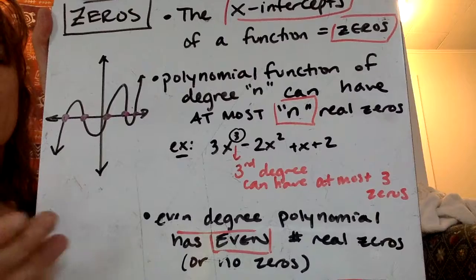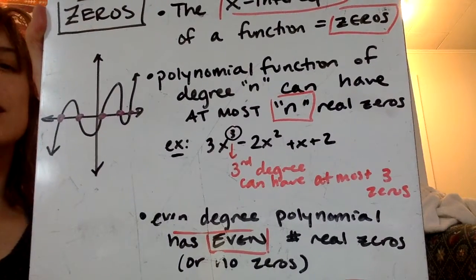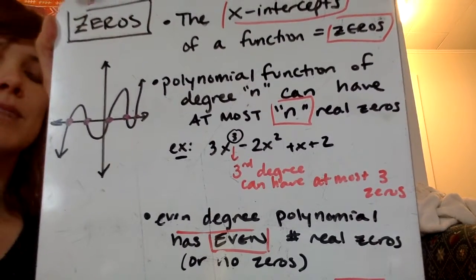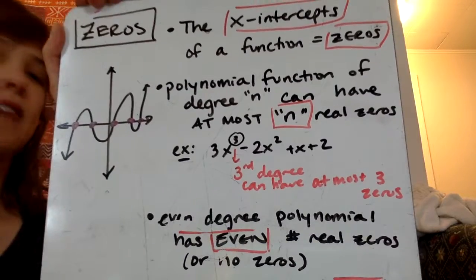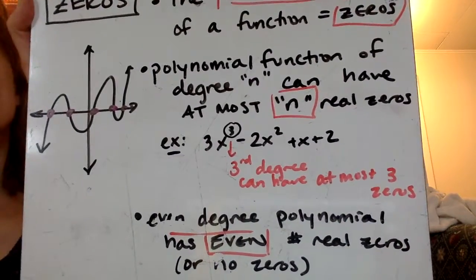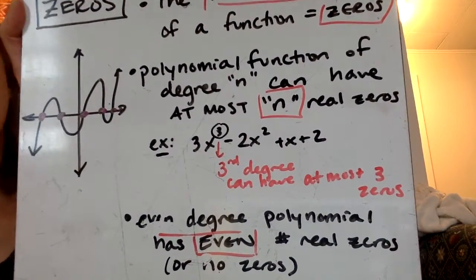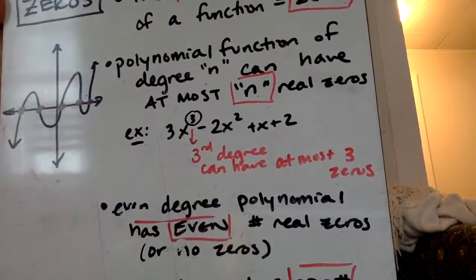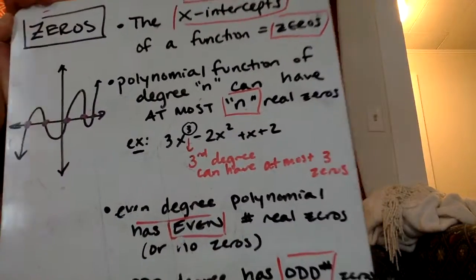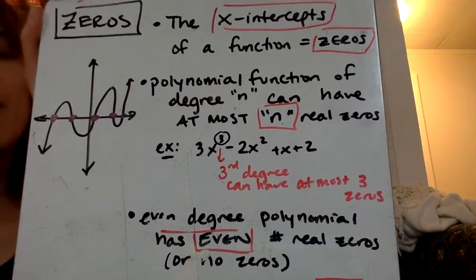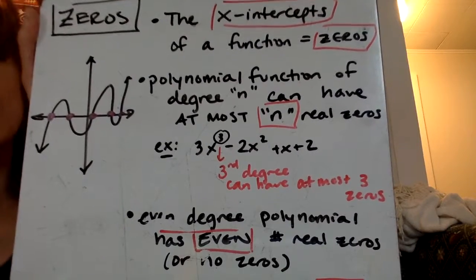So I wrote out an example. So 3x cubed minus 2x squared plus x plus 2. This is a third degree polynomial, if you remember from Unit 1, because the highest exponent in this polynomial is to the third power. And so it can have at most 3 real zeros.